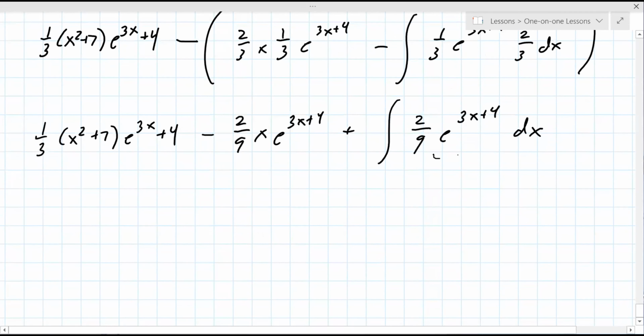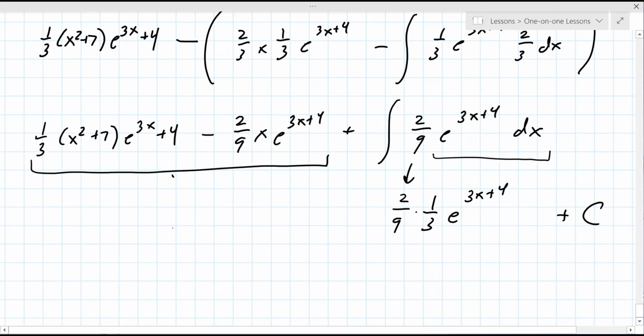We've done the integral of this a number of times. It's the 1/3 e to the 3x plus 4 times the 2/9. You just bring that down, plus c, and then you have all this stuff that you bring down as well. So all this gets brought down, and it becomes plus 2/27 e to the 3x plus 4 plus c.